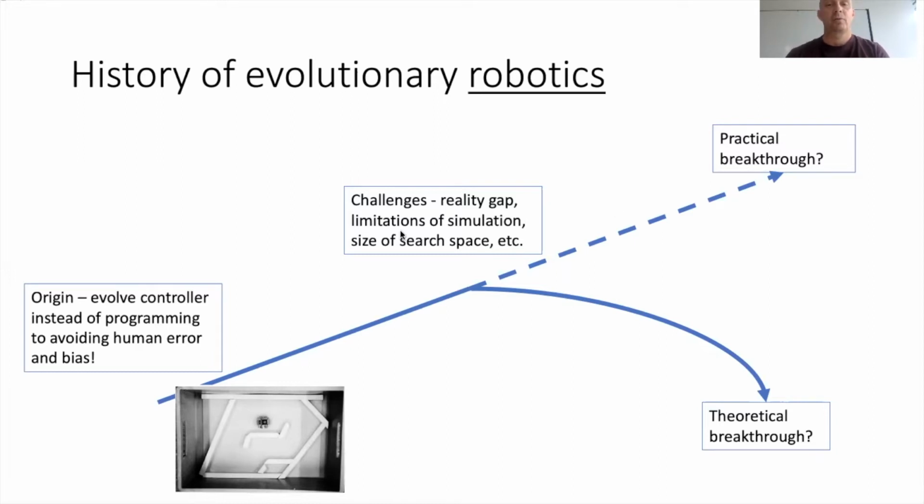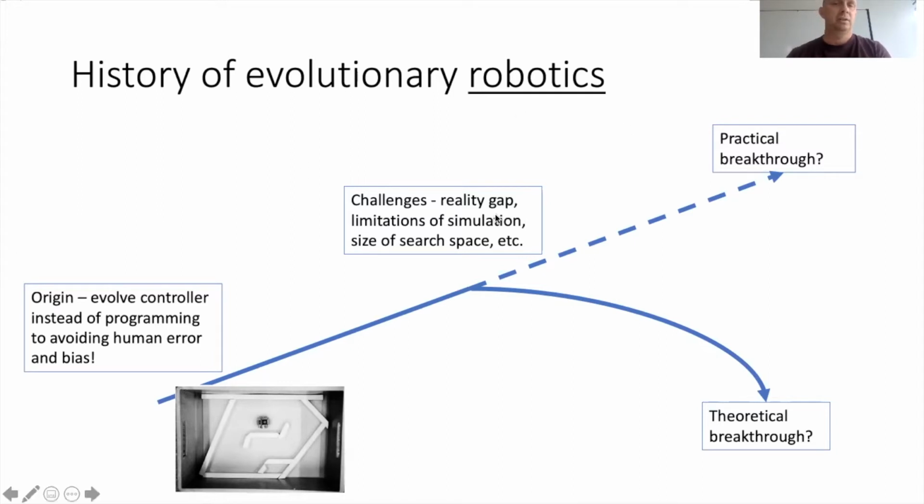Then as time progressed, we stumbled upon the challenges that we know very well today. Some of the prominent ones are the reality gap, limitations of simulations of robots, the size of the search space for complex tasks, and so on. You would think that we continue to push through these things to realize this idea of evolving controllers for actual physical robots doing real things in the real world.